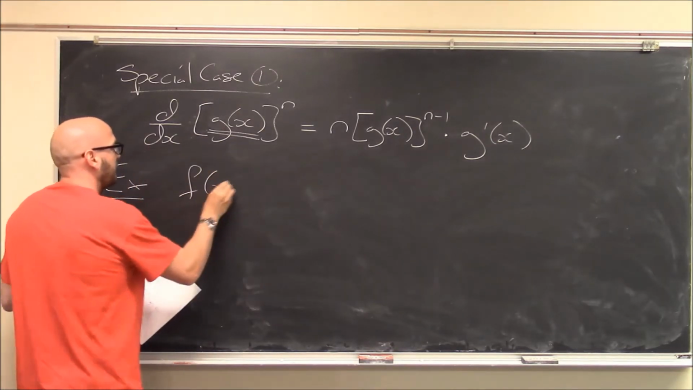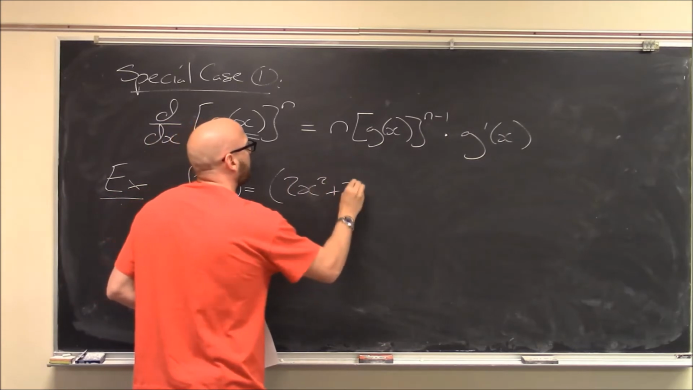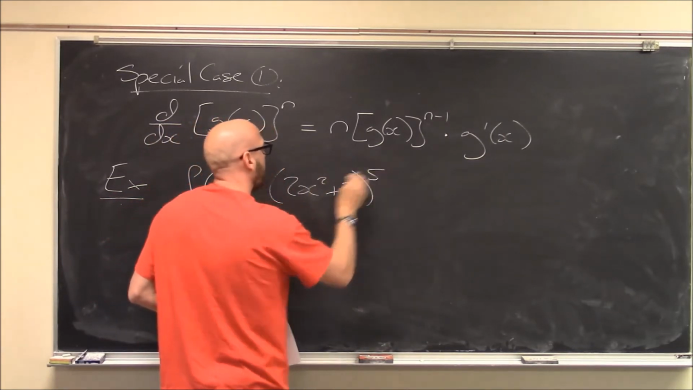All right, so for example, let's say f of x is 2x squared plus 3, to the power of 5.